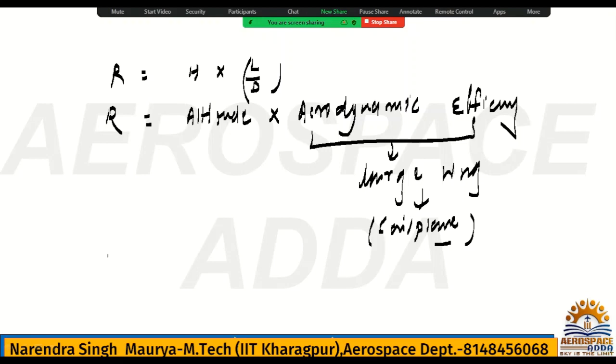Here I can tell you, R max depends on two things. Suppose the altitude you have fixed. So altitude I have fixed here, H. Now aerodynamic efficiency, L by D. So for maximum range, your aerodynamic efficiency should be very high. When will aerodynamic efficiency be very high? When L by D is very high. When L by D is very high, it means drag is less and lift is more. When will you get more lift? When your aircraft wing is very large. So it will get more lift.